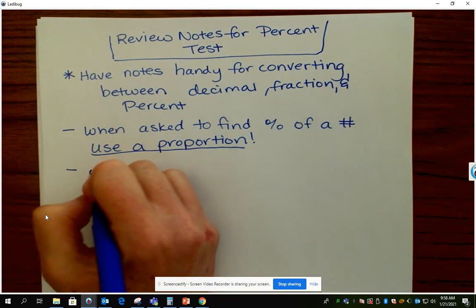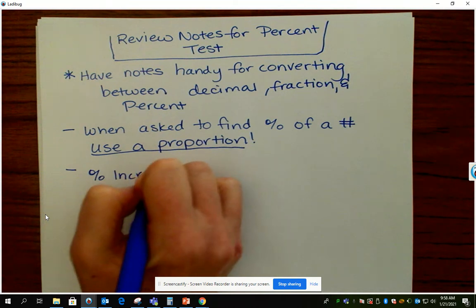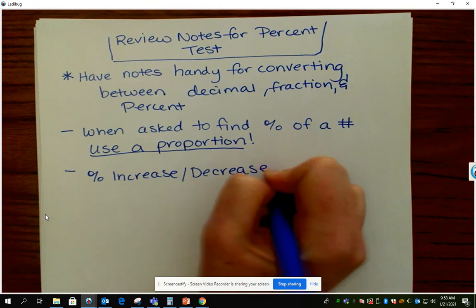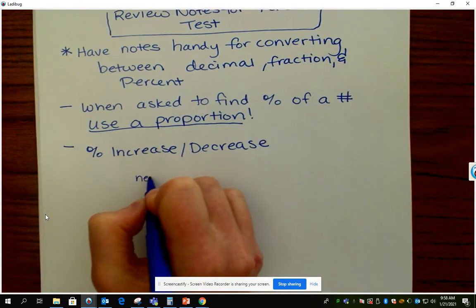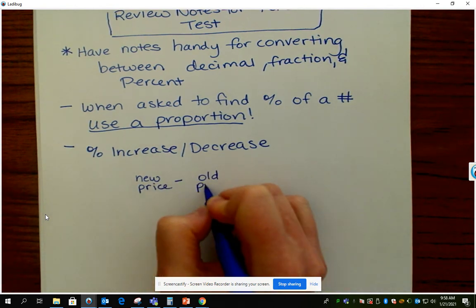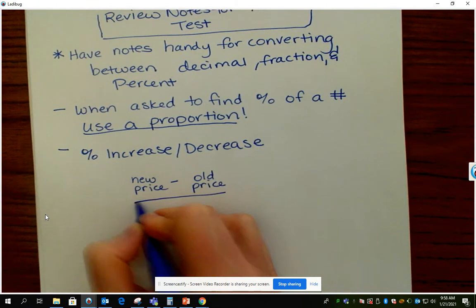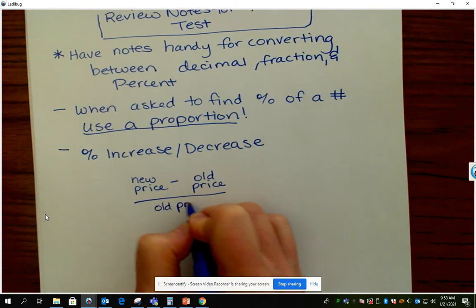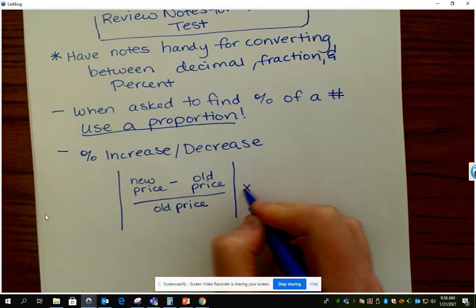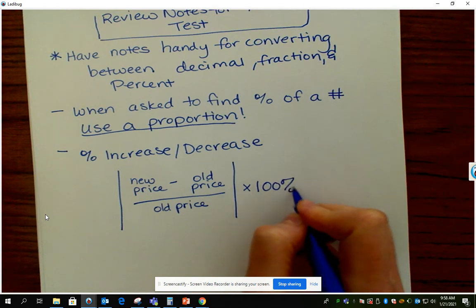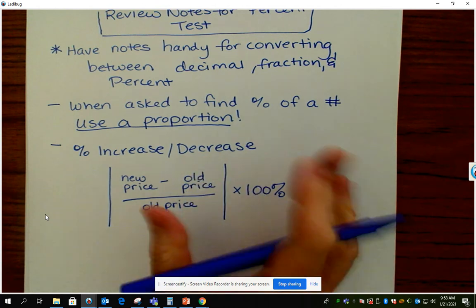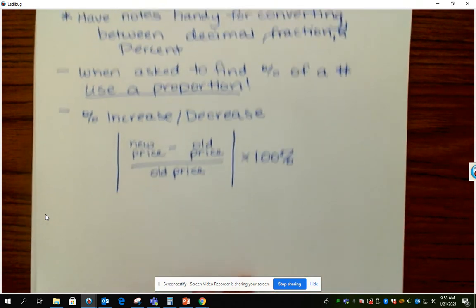Quick reminder for percent increase and decrease, the formula. The formula is the new price minus the old price divided by the old price. And then you're going to take the absolute value of that answer and then multiply it times 100%. And remember, it's a percent increase if the price went up over time. It's a percent decrease if the price went down over time.